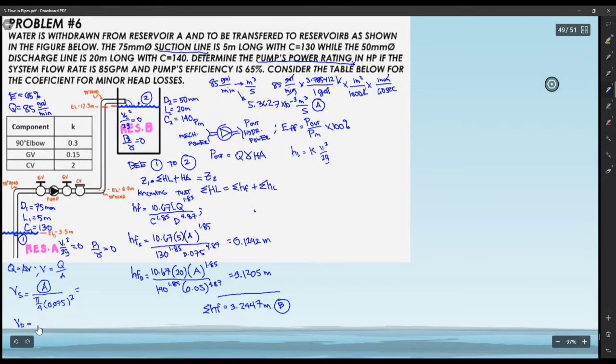Okay, so this will be our value of the velocity at the suction line, and yung isa is para sa discharge line. So again, ito is yung A dito is yung ating value ng flow rate. So divided by pi over 4 times, so ano yung diameter? So that is 0.05 squared.